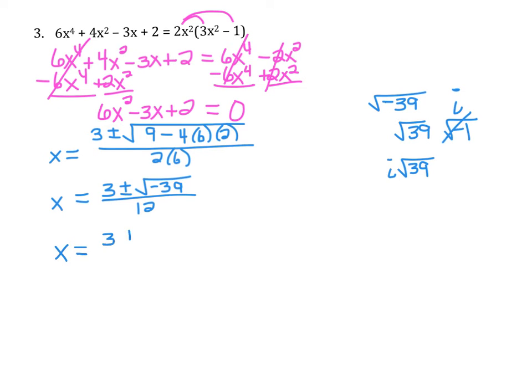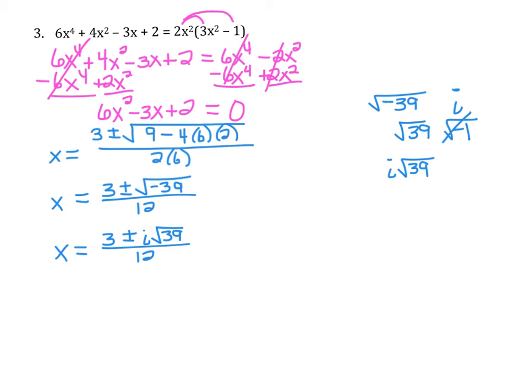3 plus and minus i radical 39 over 12. Now, since this is a 1 in front of the i, there's no number that divides evenly into 3, 1, and 12. I mean, no whole number, I should say. So we're done simplifying. So now we're just going to break it up into a plus bi form.